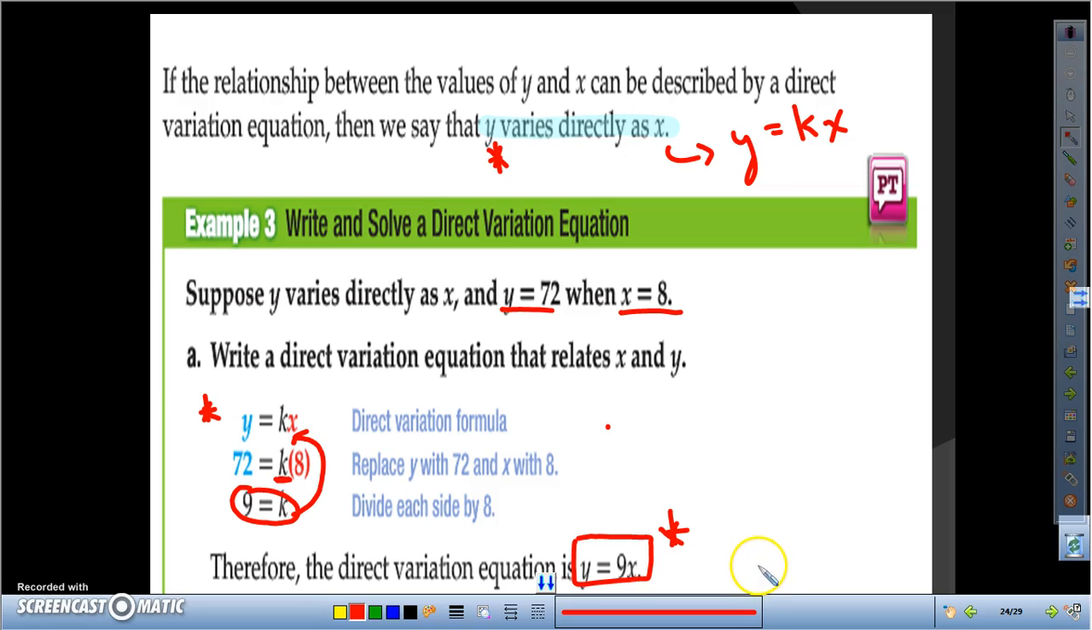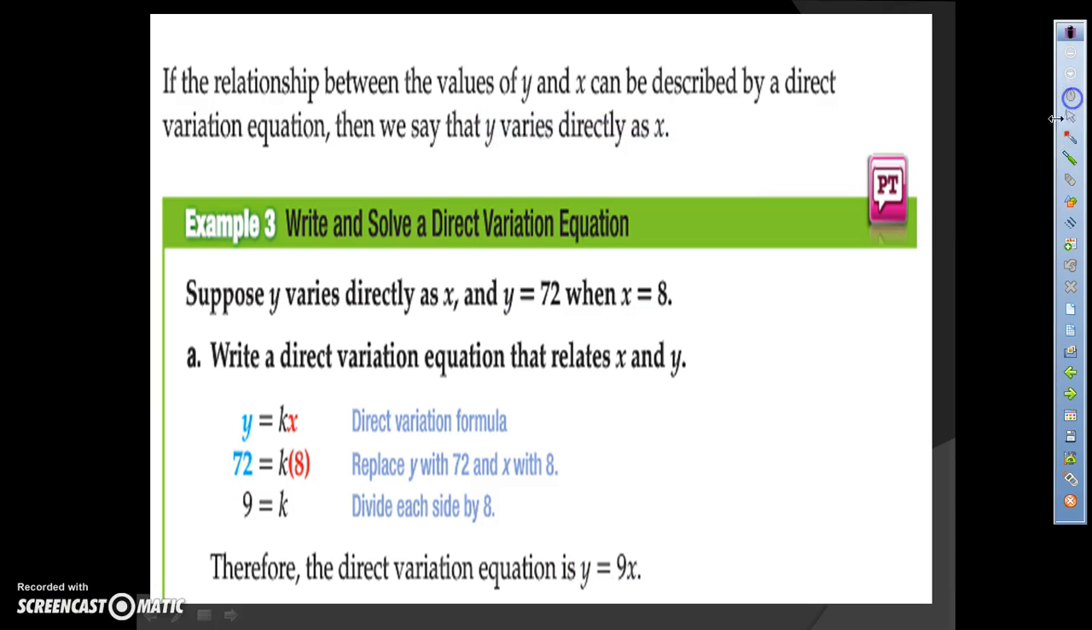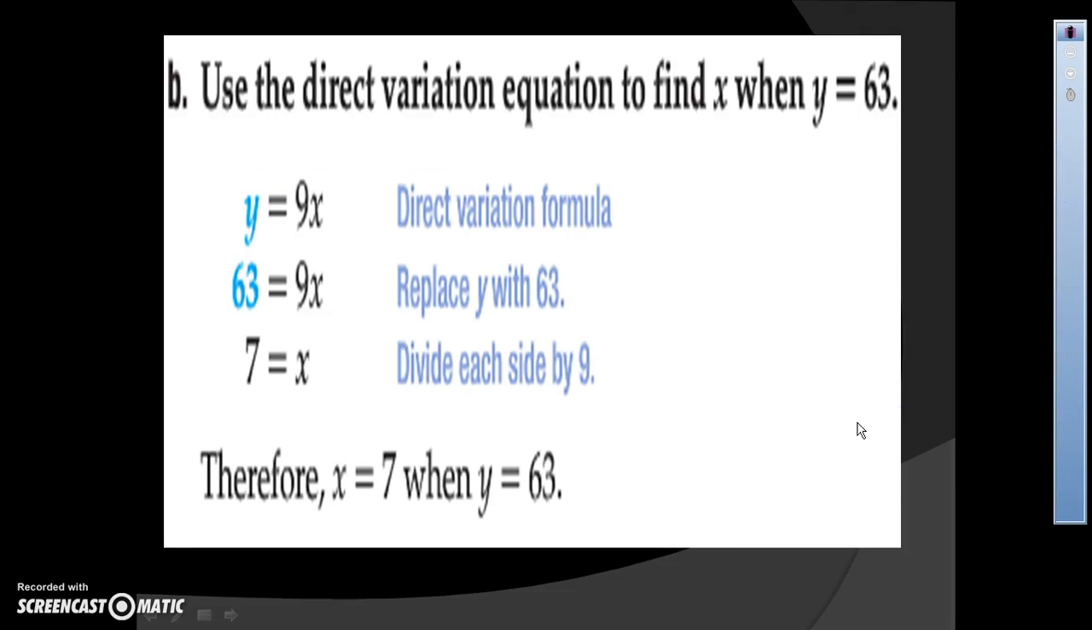All right, now that I have a direct variation equation, I can use that to find different values of y depending upon values of x, or different values of x depending on what y is. So I first have to find my direct variation equation and then see what you're asked to do after that. So the second part of this is to use that and find x when y is 63.